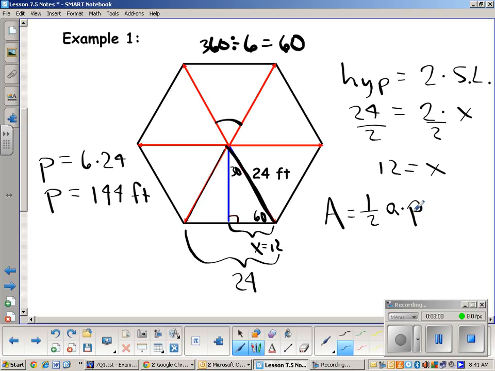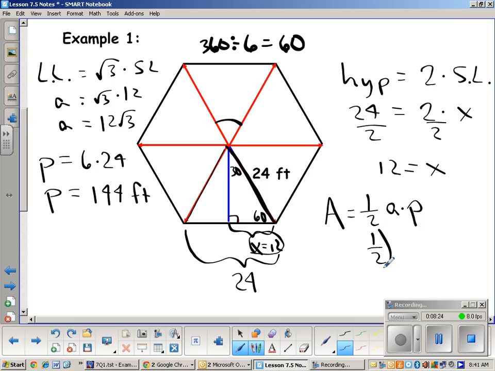Yeah, it's the long leg, right? And the rule for the long leg is square root of 3 times the short leg. And we found the short leg to be 12. And so the apothem is going to equal 12 square root of 3. Could you use the Pythagorean theorem to find it? You could, yes. You'll get the same answer, 12 square root of 3.